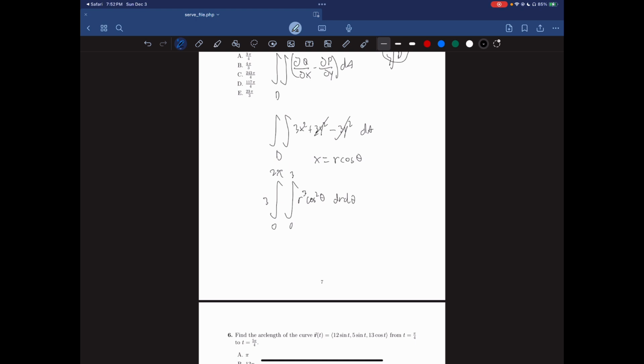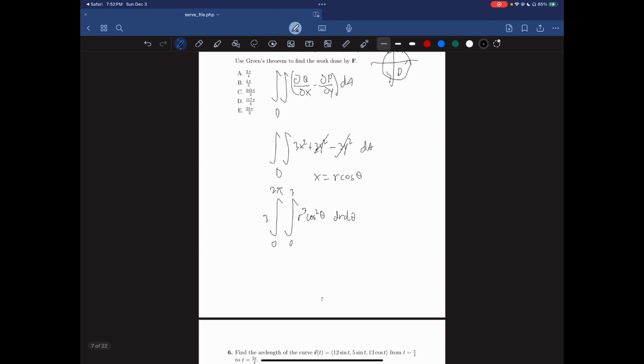A good identity, or common integral to remember, is the integral of cos² θ from 0 to 2π, 2π not π, dθ, which is just π. So what we can do here is 3 times the integral from 0 to 2π of cos² θ dθ, times the integral from 0 to 3 of r³ dr. If you do it out, you're going to get the same thing anyway.